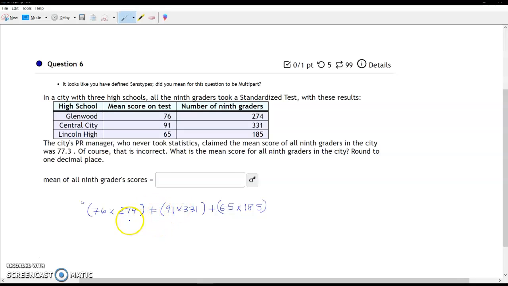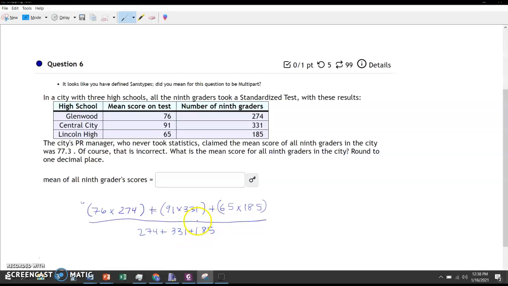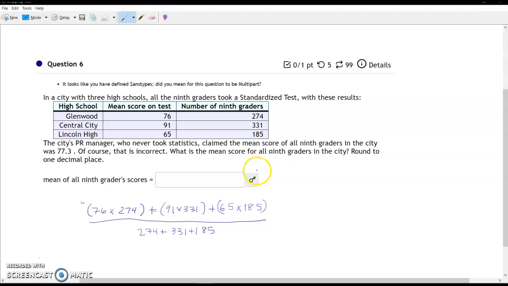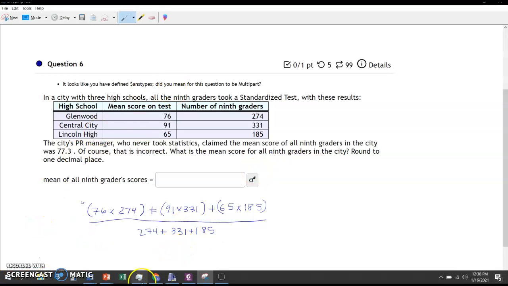And we're going to divide that by the total number of students. So that would be 274 plus 331 plus 185. And so we'll look for our calculator here.